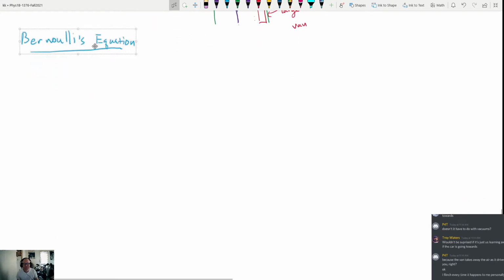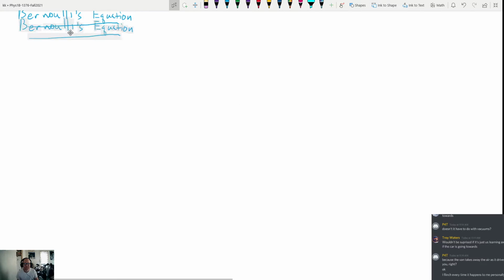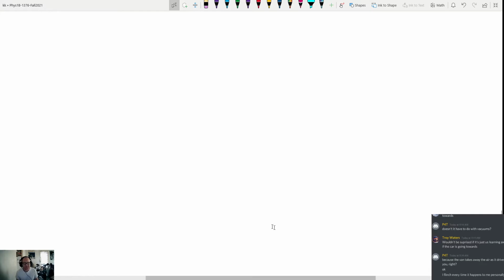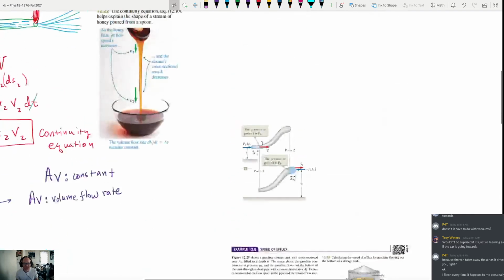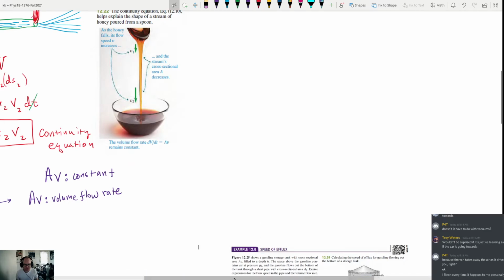All right, so let's explain what Bernoulli's equation states. So Bernoulli's equation is almost like energy for fluids. And for this one, we're going to use a picture that I grabbed from another textbook because I think it's a nice picture. Right here. Come on. I just want to click on that. There we go.